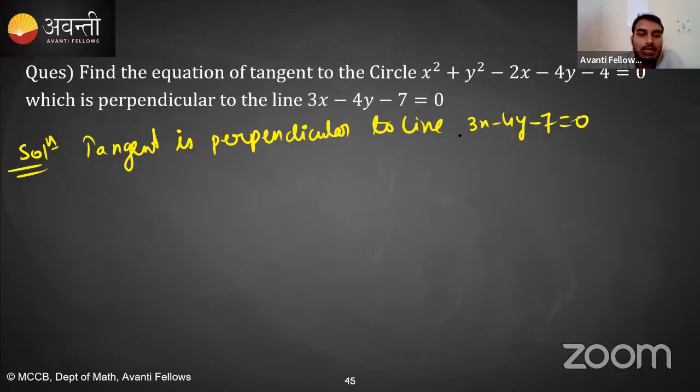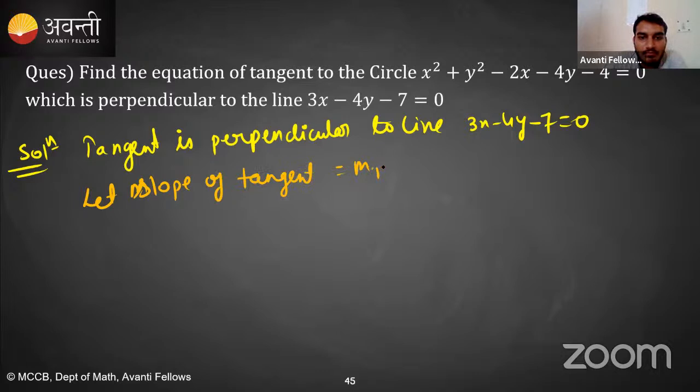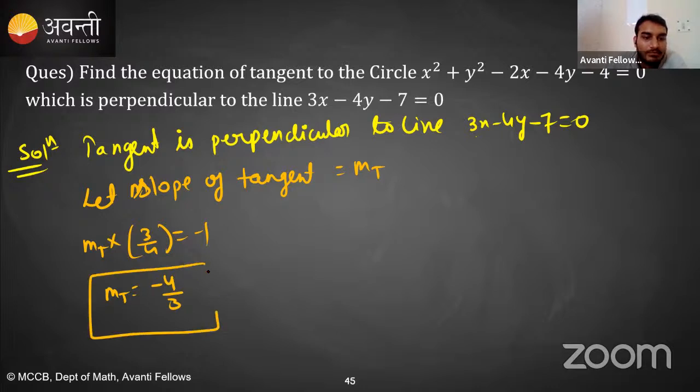Yes or no? Right? So let the slope of tangent be m. So what is the slope of the line? Slope is 3/4 only. Yes or no? So m into the slope of this line, which is 3/4, should be -1. Yes or no? m1 m2 is -1 if the two lines are perpendicular. So what should the slope of tangent be? -4/3 only, right? This is the required slope of tangent, but we need the equation of tangent.